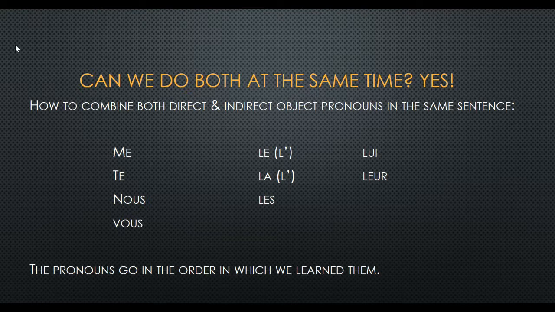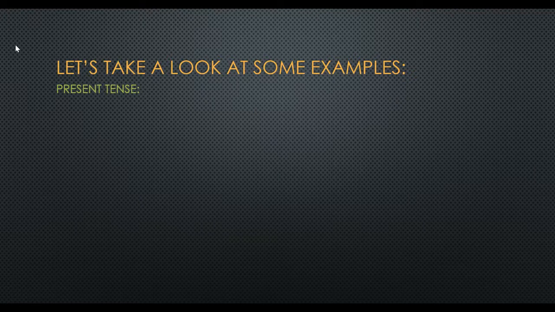Now, the pronouns go in the order in which we've learned them. That is the reason why I put these on this slide this way. So if we have a me, te, nous, and vous, that goes first. Then a le, la, les, then a lui, leur. I know this is probably a little bit confusing, but it's not that bad, just as long as we keep our work organized. So let's try our hand at some of these examples.